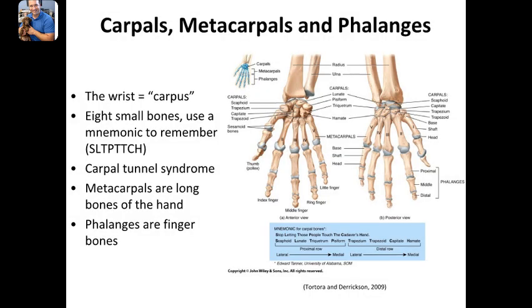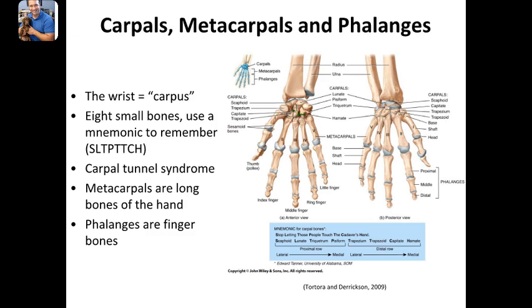Carpals, metacarpals, and phalanges. These are the wrist and hand bones. There are 1, 2, 3, 4, 5, 6, 7. Yeah, there are 8 carpals. They're like these little roundish bones that make up your wrist. They're all attached together by carpal ligaments, or intercarpal ligaments, and so they're held together, and they perform different functions. They help facilitate movement at the wrist and some flexibility.